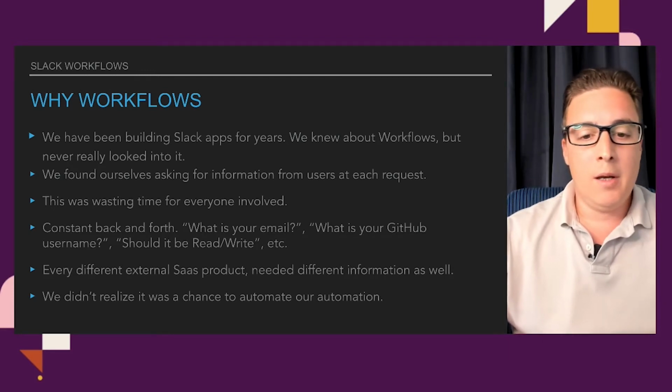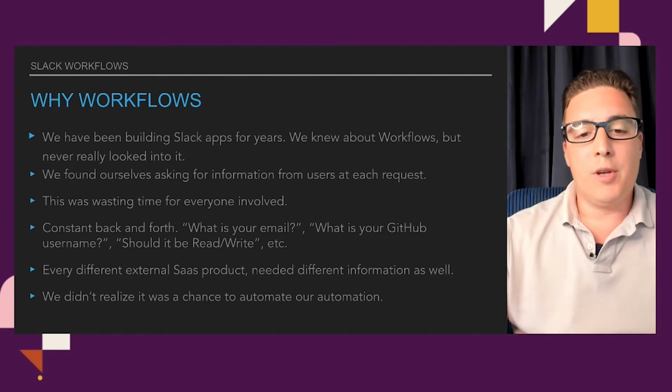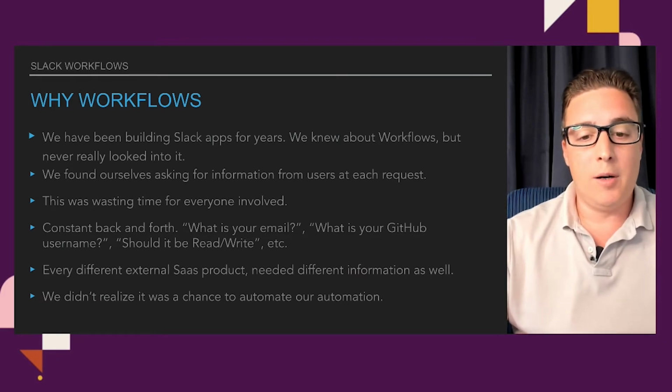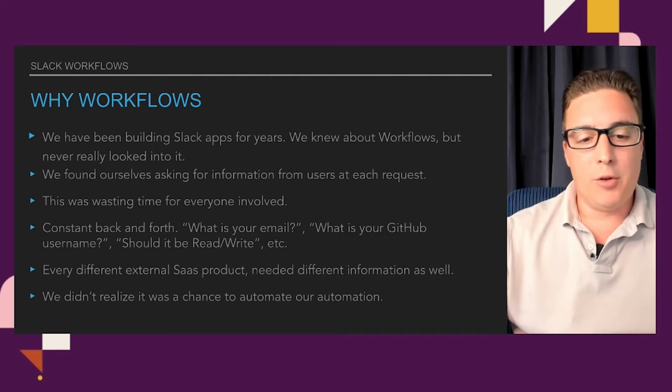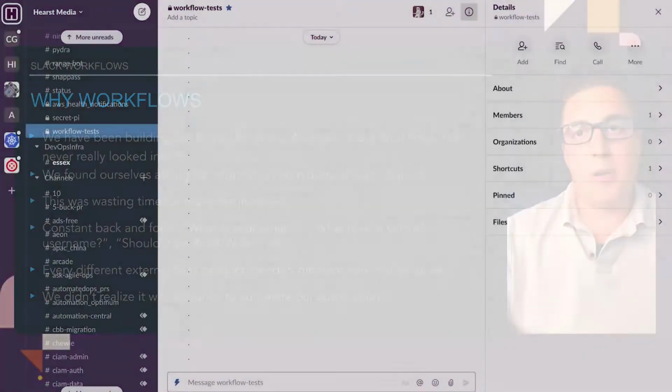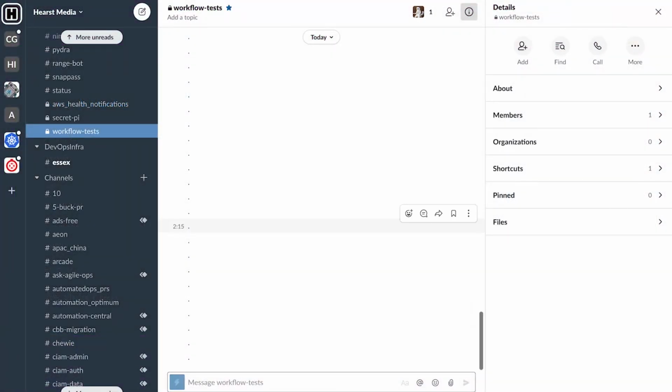We were wasting time with, what is your email? What's your GitHub username? Should it be read? Should it be write access? And then every different product needed different information from the users. So there was email, GitHub username, the list goes on. And we didn't realize it was a chance to automate our automation. So it was kind of sitting around.